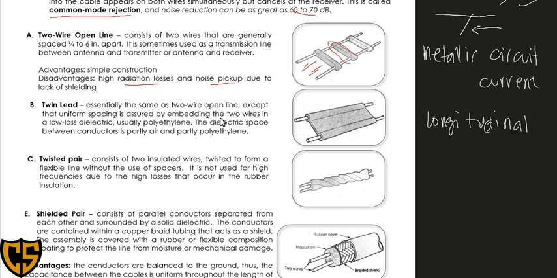Okay, another example, we have twisted pair, a type of line. Essentially, the same as two-wire open line, except that uniform spacing is assured by embedding the two wires in the low loss nga dielectric. So usually, ang ginagamit dito is polyethylene. So kung nakita ninyo, parehas lang sila arrangement sa ating nga two-wire open line. But we are just ensured lang parallel gid sila katama and there is equal spacing because embedded sila or ara sila sa aton nga dielectric which is usually made of polyethylene.